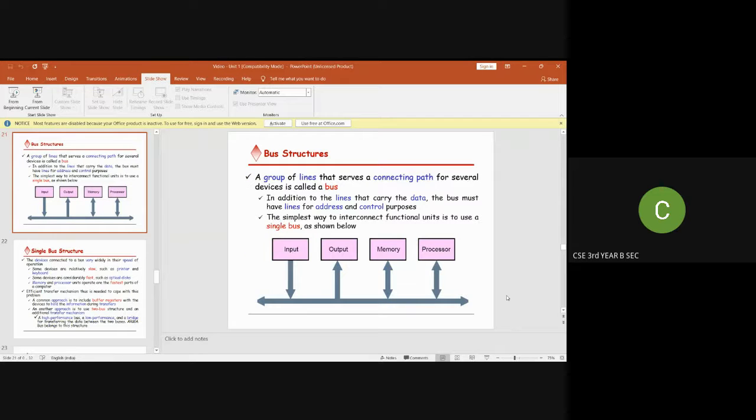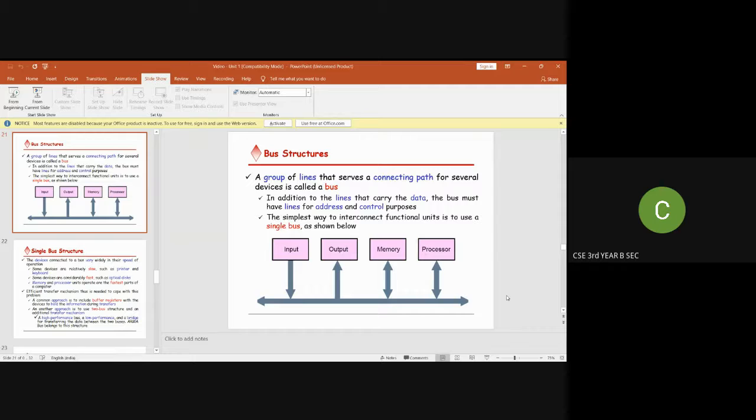And the next topic is bus structures. A group of lines that serves as a connecting path for several devices is called a bus. So a bus is a group of lines which is used to connect several devices, and it always carries some data. In addition to the lines that carry the data, the bus must have lines for address and control purposes. So the bus should carry addresses and also control signals.